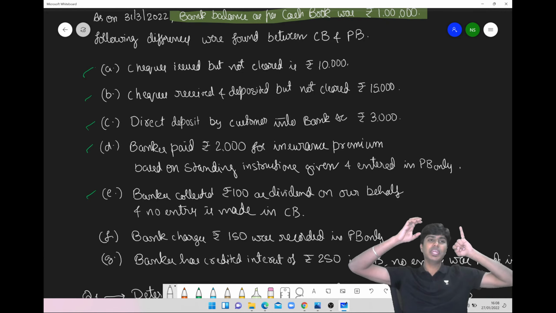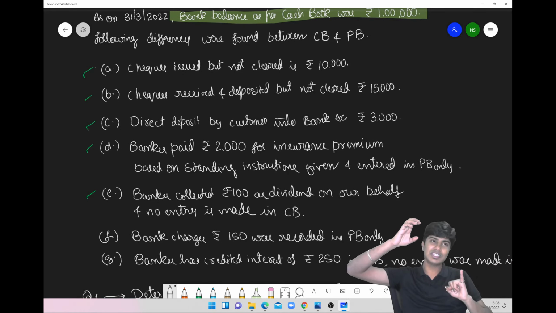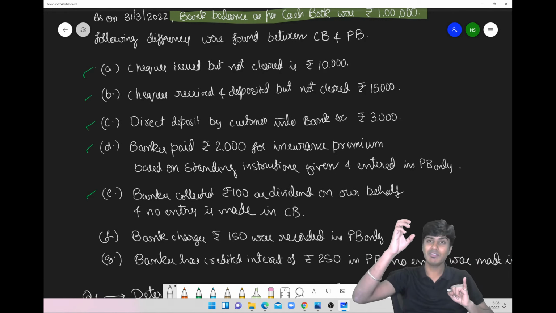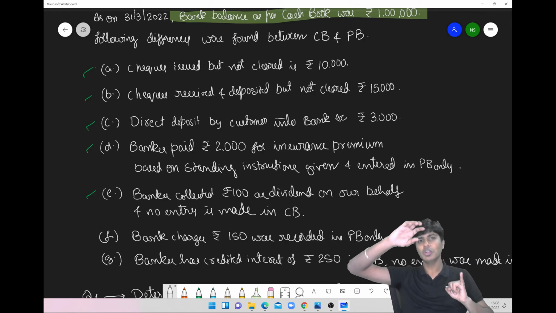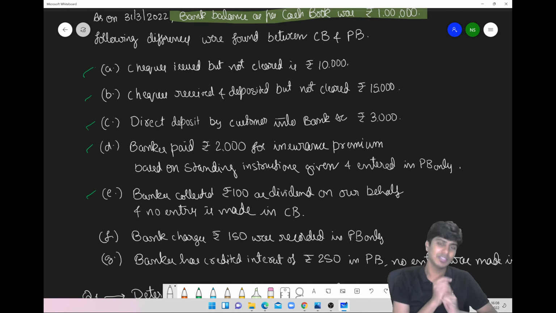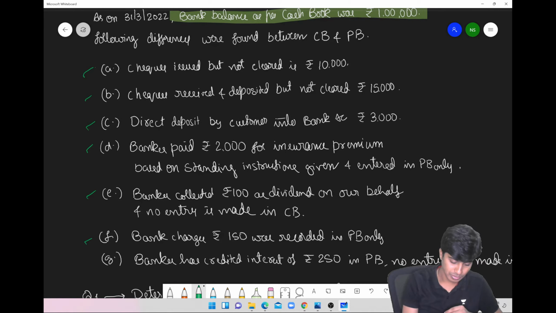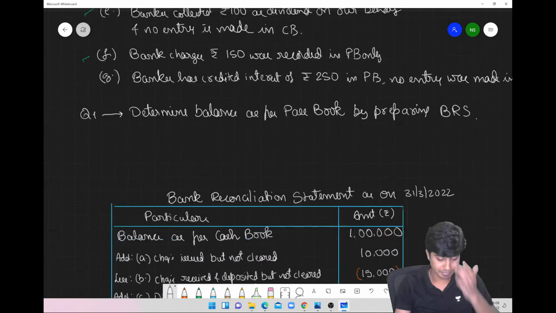So bank charges have been entered in the passbook, because of which the balance as per passbook has decreased, but the entry is not made in the cash book and the balance as per cash book is not decreased. So where are we making changes? We need to make changes in the cash book. So when we make changes in the cash book, we would decrease the balance as per cash book to match it. So it's a less item. This F is a less item.